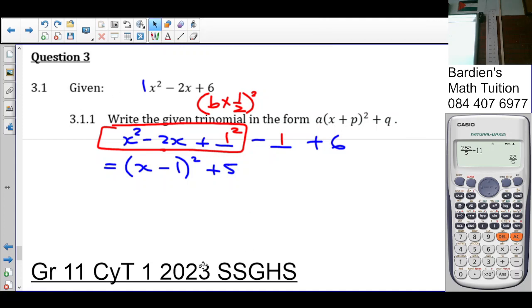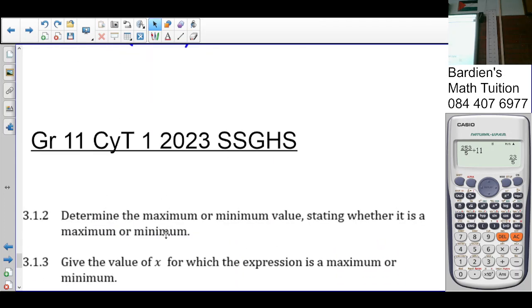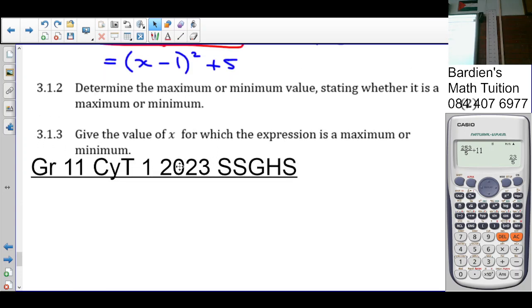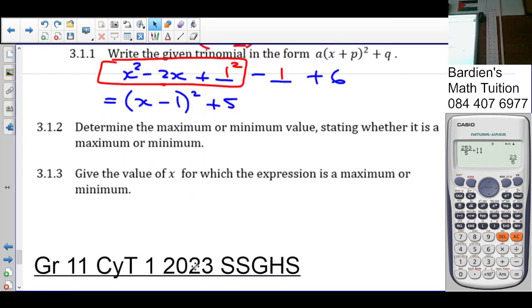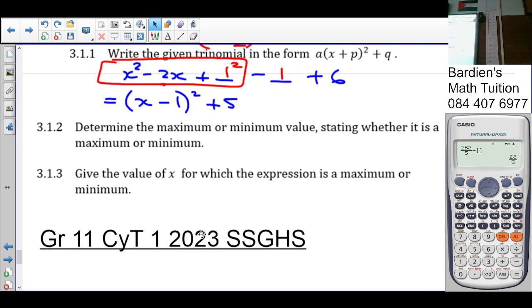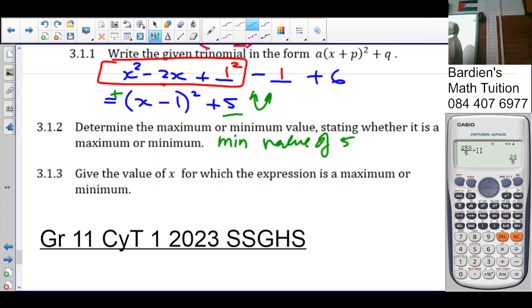Next question. It says determine the maximum or minimum value, stating whether there's a maximum or minimum. So this is plus, so it's going to be a smiling graph. So it will have a minimum value of 5. Give the value of x at which the expression will have a minimum or maximum value. X is equal to 1. Where's the additive inverse on your x?